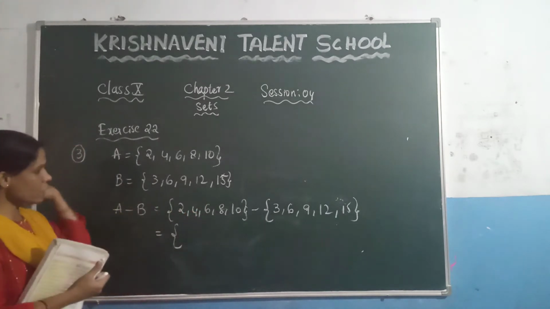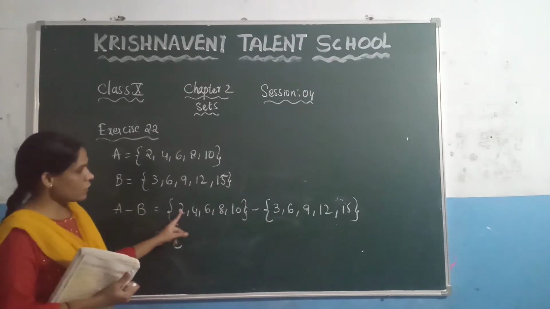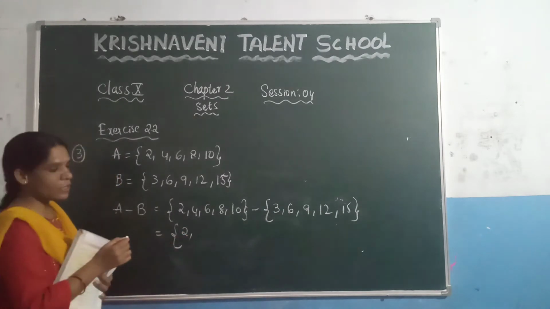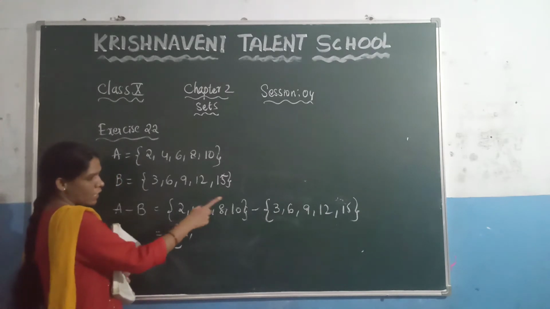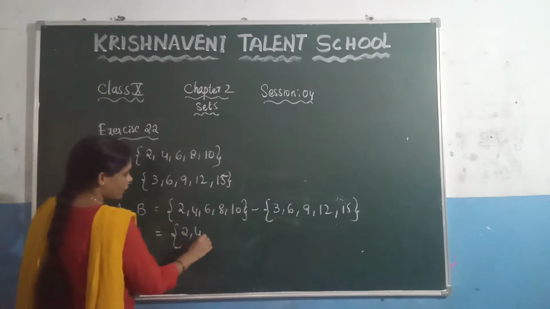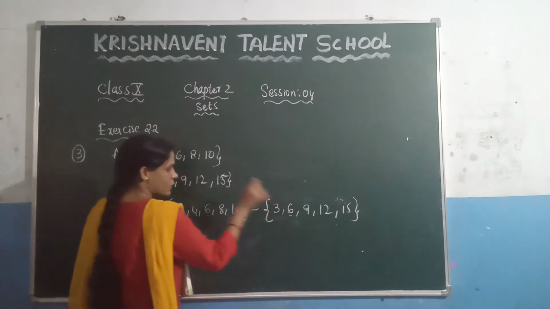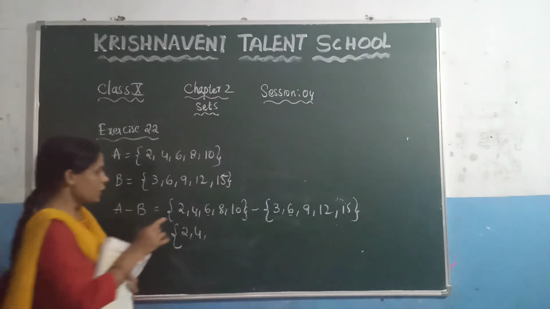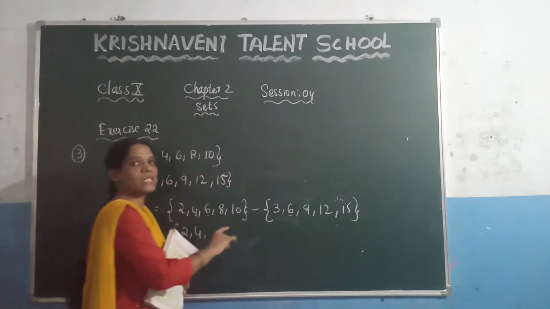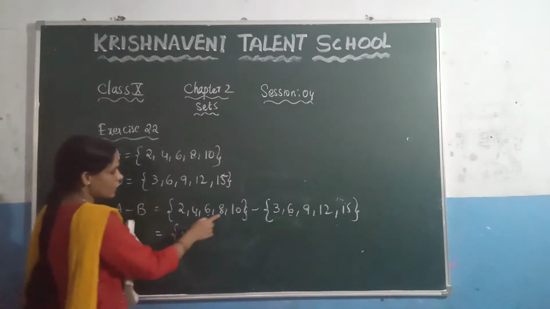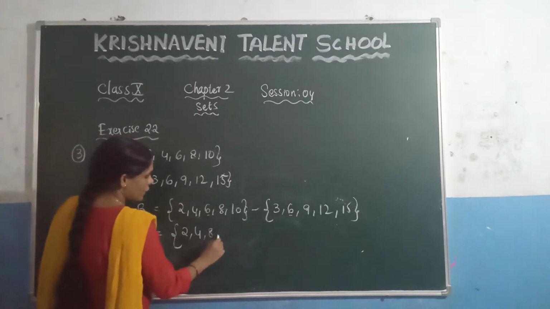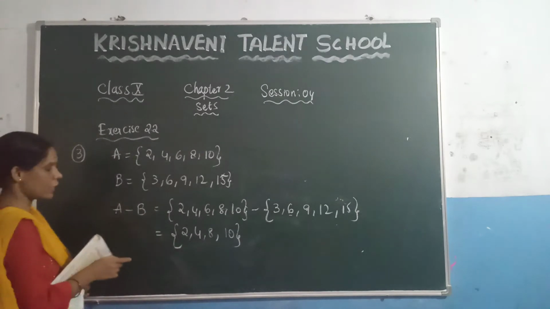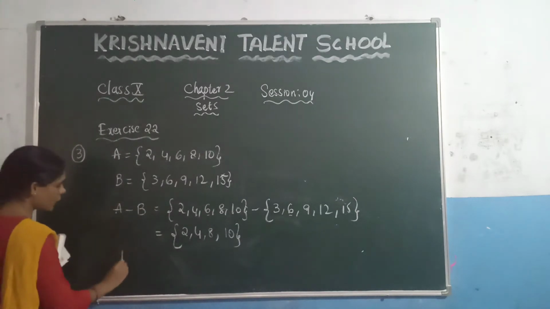So here you can observe that 2 is present in A but not in B, so you can write it. After that, 4 is there in A and not in B, so you can write it. 6 is there in A, but here also 6 is there. A minus B means the elements present only in A, but 6 is present in B, so there is no need to write 6. And after that 8, which is not present in B, and 10. These are the elements that are present only in A. Now they ask to write B minus A.